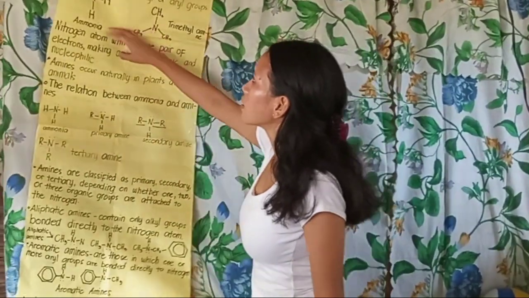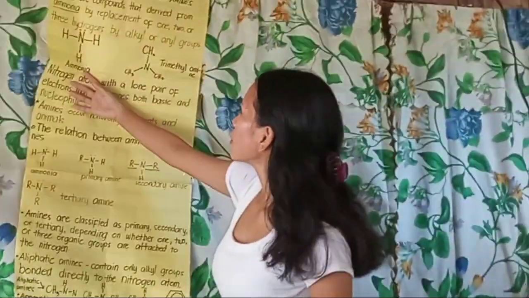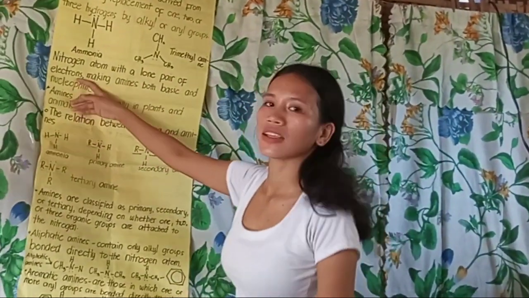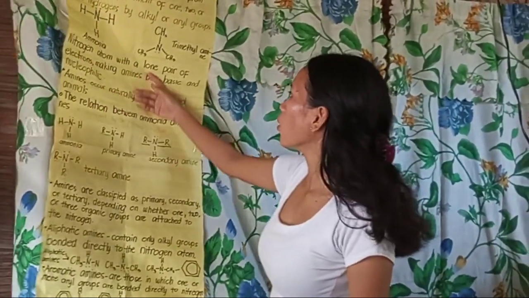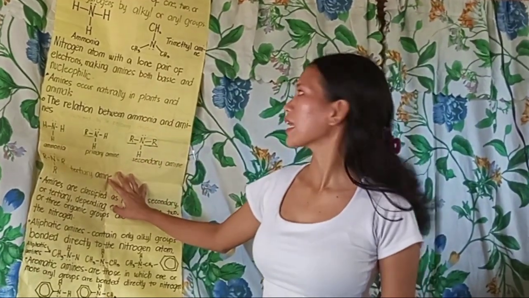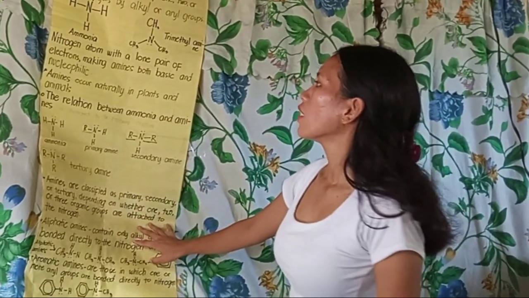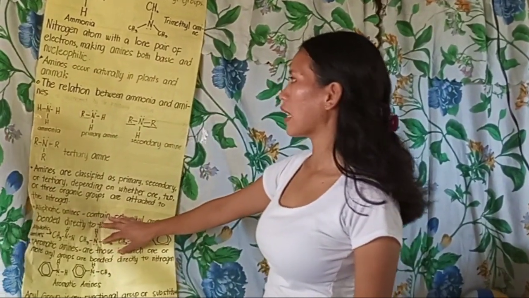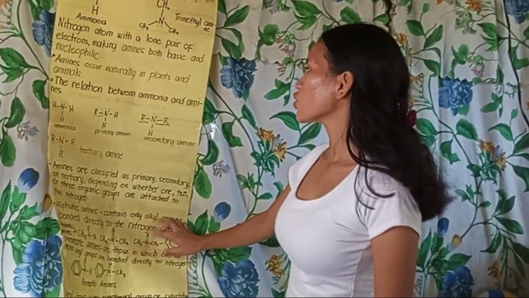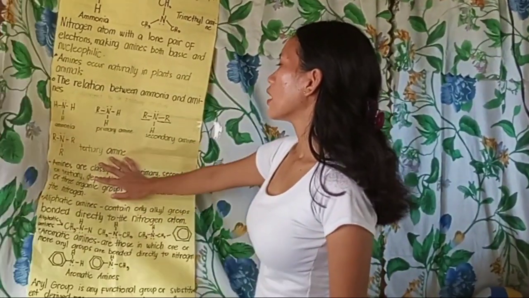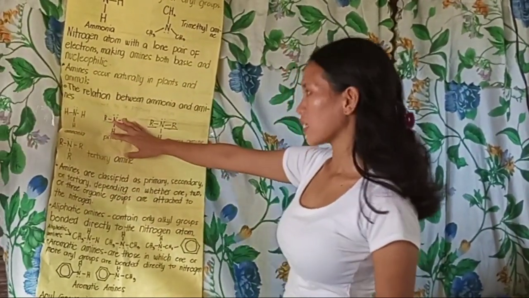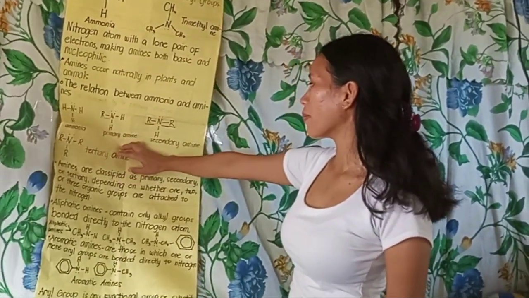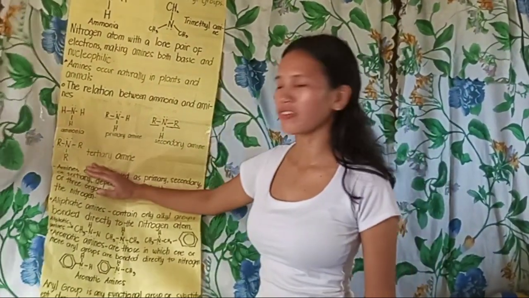These are the structure of ammonia, and this is trimethylamine. The nitrogen atom has a lone pair of electrons, making amines both basic and nucleophilic. Amines occur naturally in plants and animals. These are illustrated by the following structures: ammonia, primary amine, secondary, and tertiary.